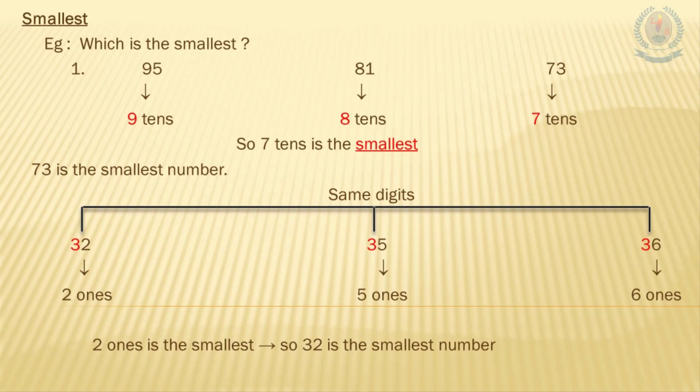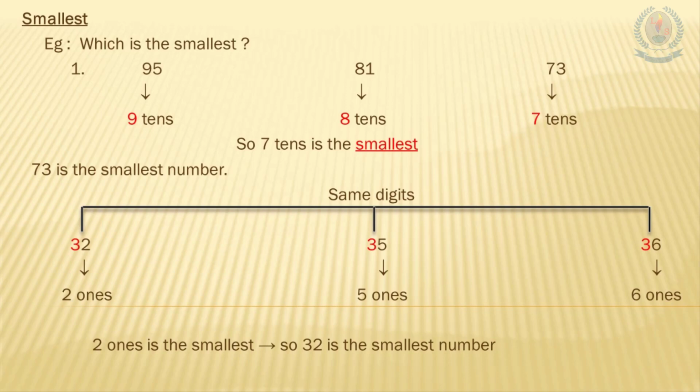The tens place are not same. So you can compare the tens place. In 95, 9 tens, 81, 8 tens, 73, 7 tens. Right? As I have showed you. So among them, what is the smallest number? Yes. So 7 tens is the smallest. That means the answer is 73. The smallest number is 73. Right. Let's go to the next example.